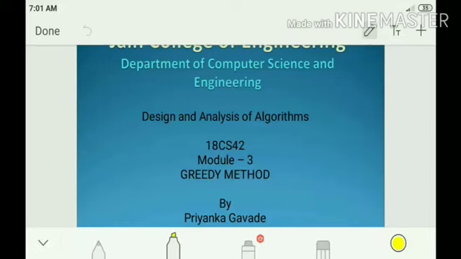Good morning. So today we shall be discussing Heapsort, the last technique in the greedy method, that is the module 3.